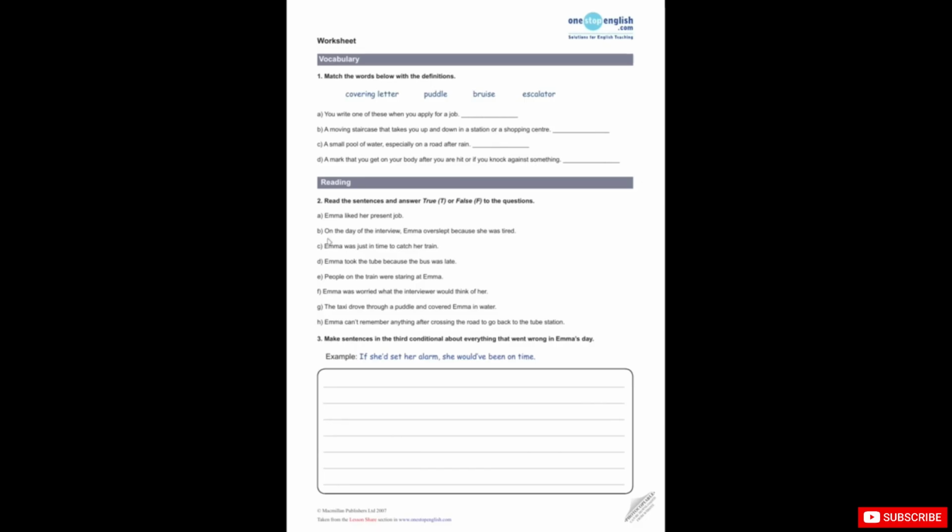So they're going to read, get this information, whether it's true or false, and then they're going to use the information that they get here and change it into the third conditional. Let's have a look here. So they give an example. "If she had set her alarm, she would have been on time."